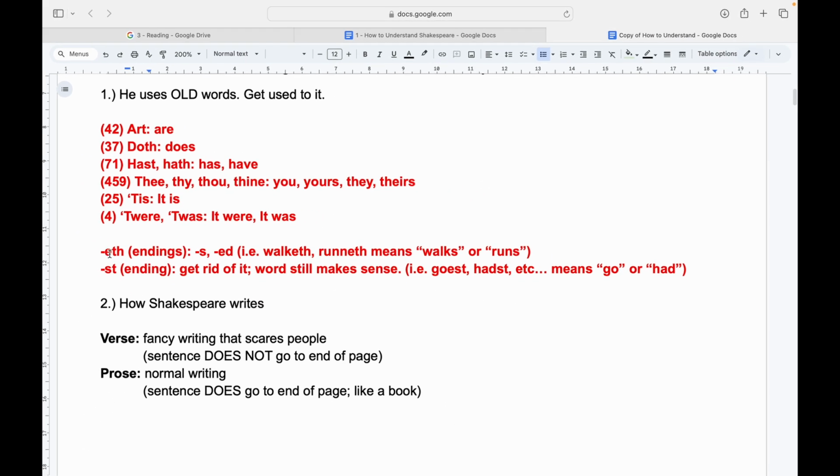Oftentimes as well, Shakespeare uses ETH at the endings of words, which just actually means the word plus S or ED. So walketh or runneth means walks or runs, or same thing with ST endings. You can often get rid of them and the word will still make sense. So Shakespeare uses old words, get used to it, and you'll be understanding Shakespeare in no time.